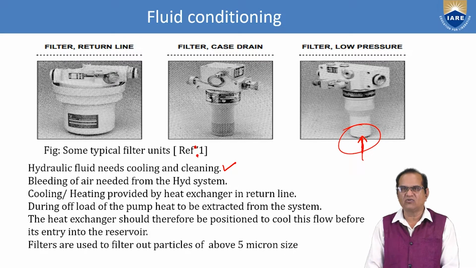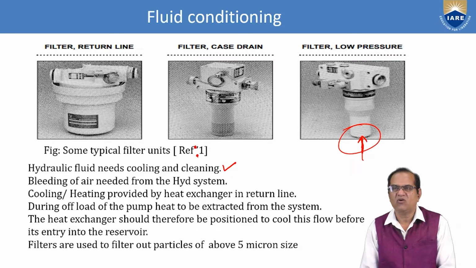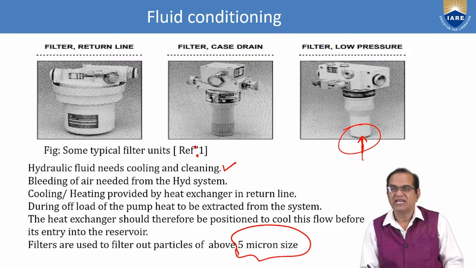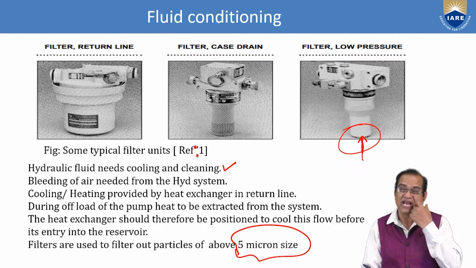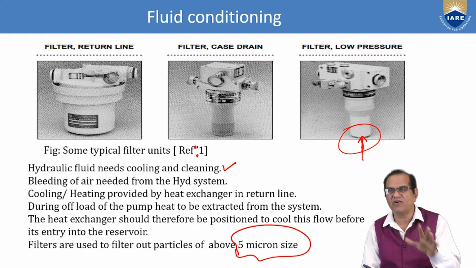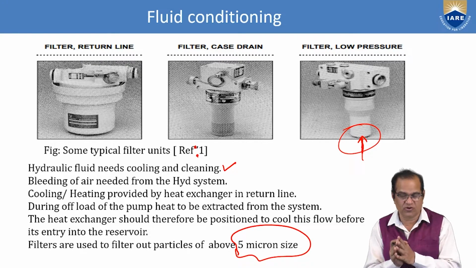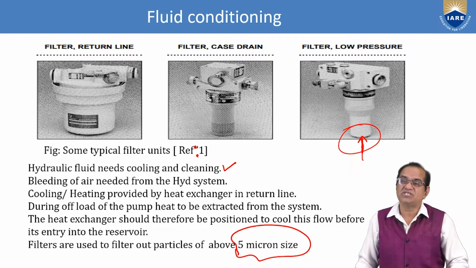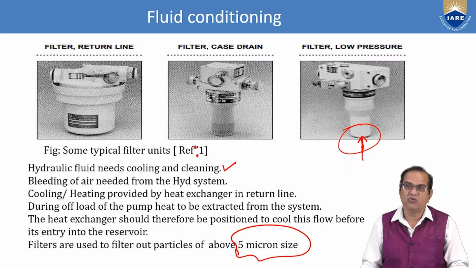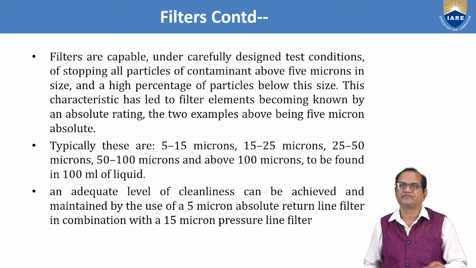Filters are used to filter out particles above 5 micron size. You should remember that in hydraulics very high cleanliness is required, and up to 5 micron and below is permitted. If any particle is above 5 micron, it has to be filtered out. So we need the filter. Its capacity should be 5 micron and above. Any particle which is more than this should be filtered out. So we need such a system.